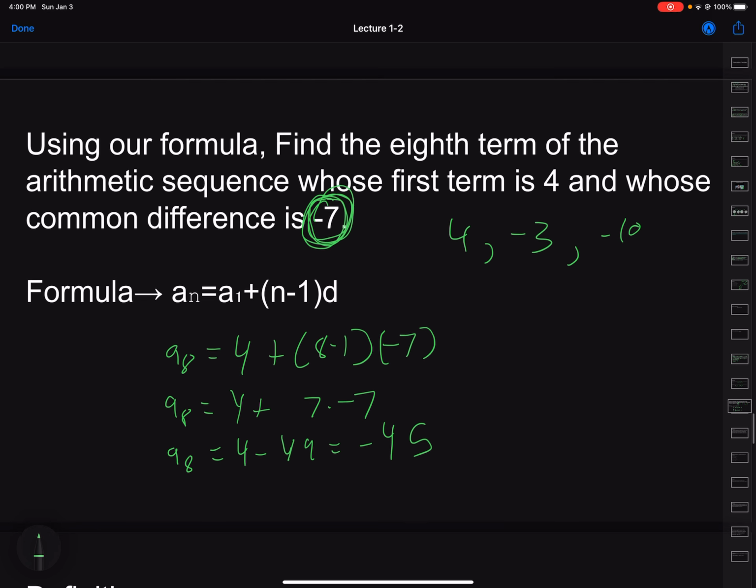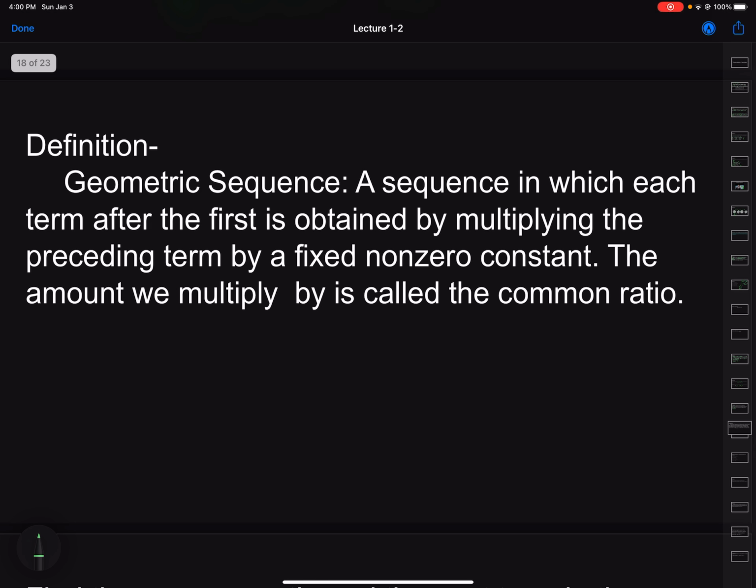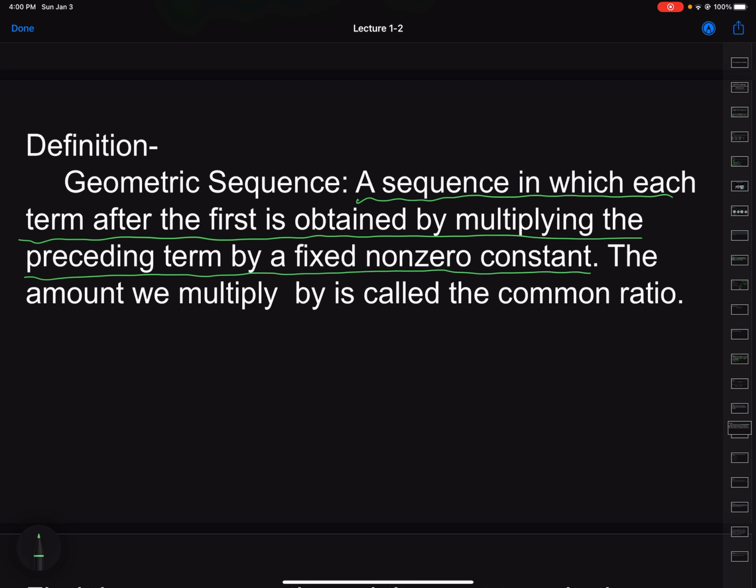But we all know in math we have 2 other operations, so we move on to the geometric sequence, another sequence of numbers. The geometric sequence is a sequence in which each term after the first is obtained by multiplying the preceding term by a fixed non-zero constant. The amount we multiply this time is called the common ratio.